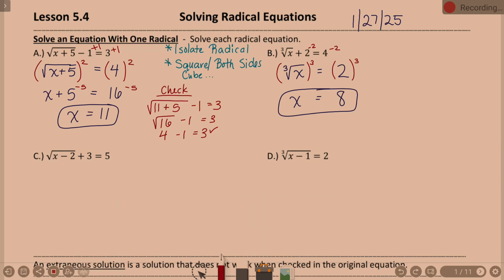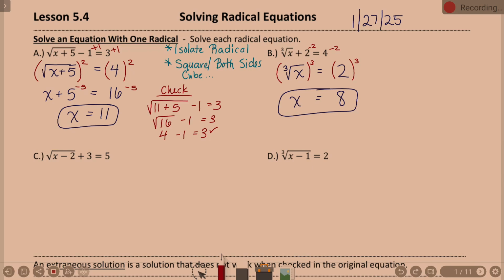Now, before I move on from B, what should I do? Check, okay? Mental check is fine. Take 8, put it back in. The cube root of 8 is 2. Plus 2 is 4. Does that work? Yeah. Okay, that's a good one for a mental check, isn't it? Not too difficult. When it's a more difficult check, write it out.